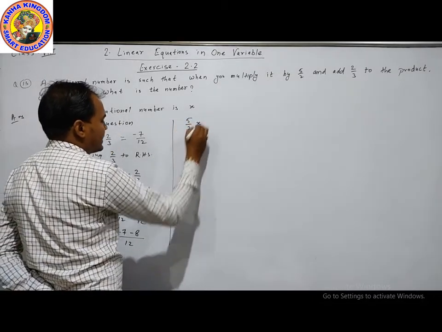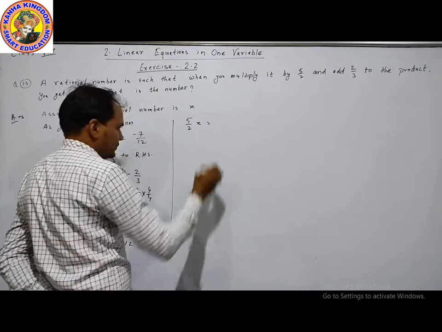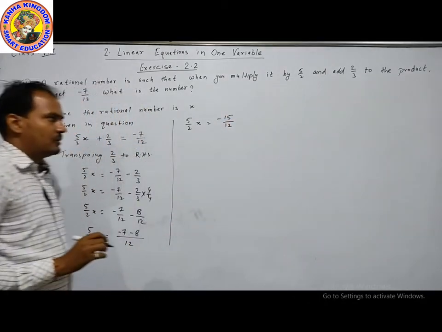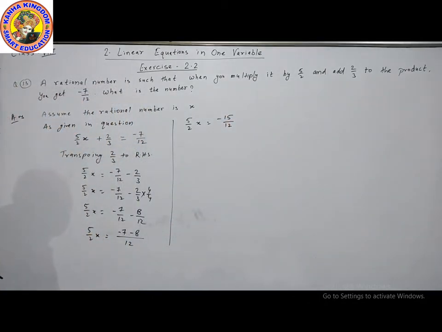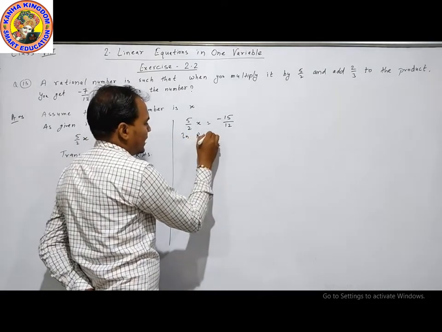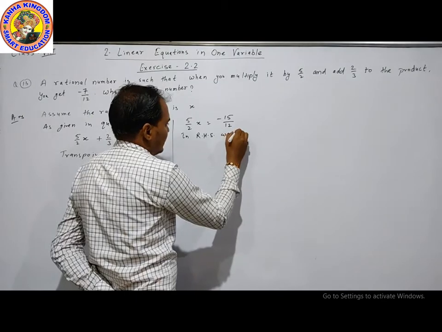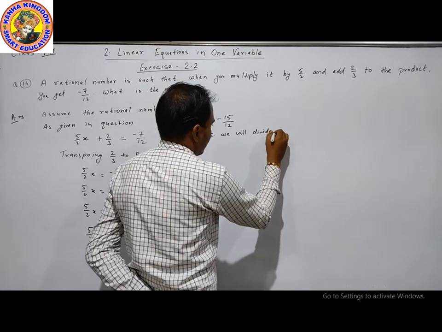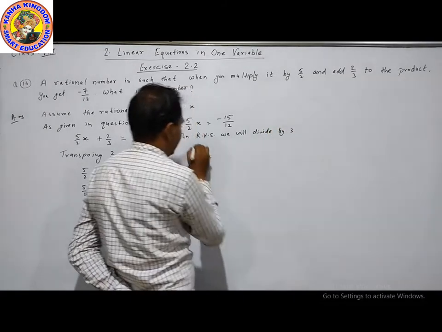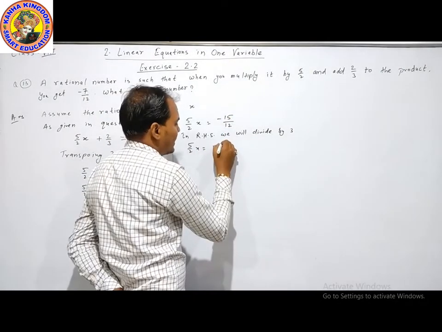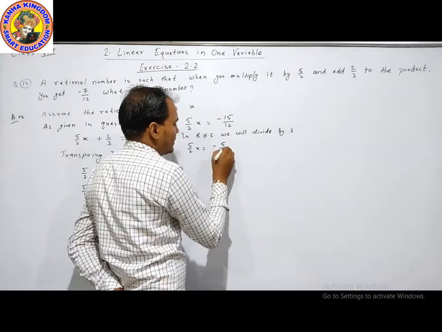5 by 2x is equal to minus 15 upon 12. We can cut this number by 3. On the right hand side, we will divide by 3. 5 by 2x is equal to minus, when 15 divided by 3 you get 5, 12 divided by 3 you get 4.